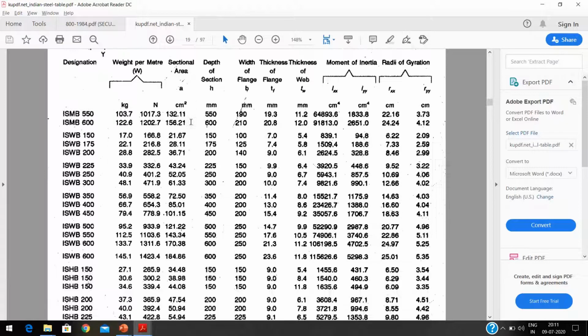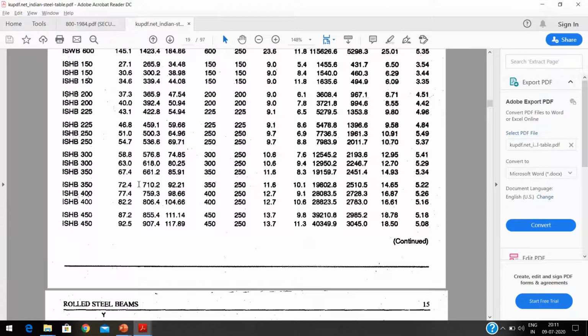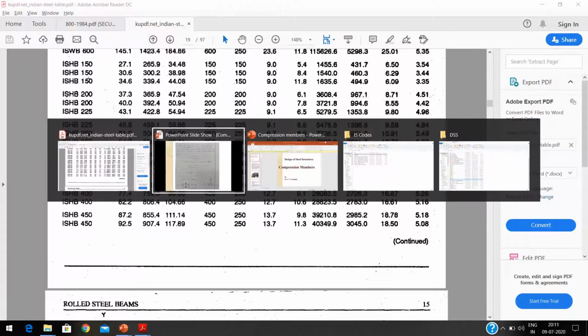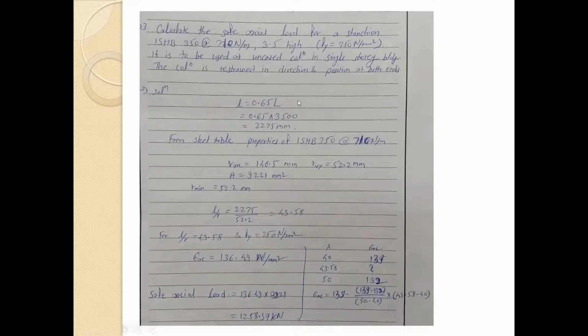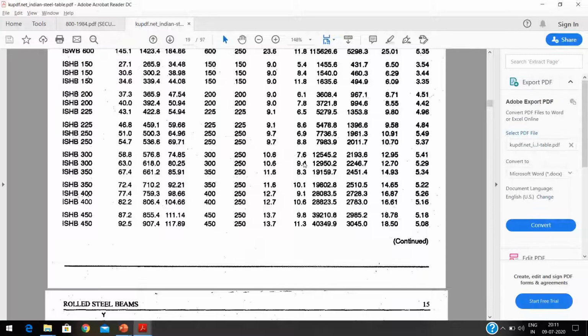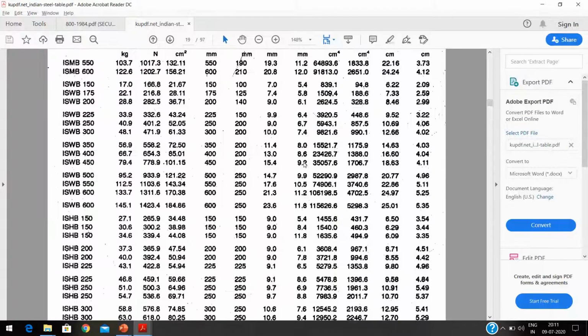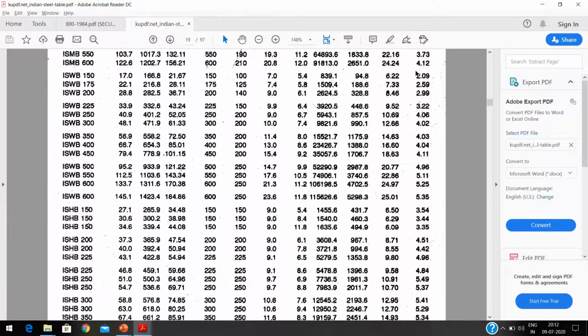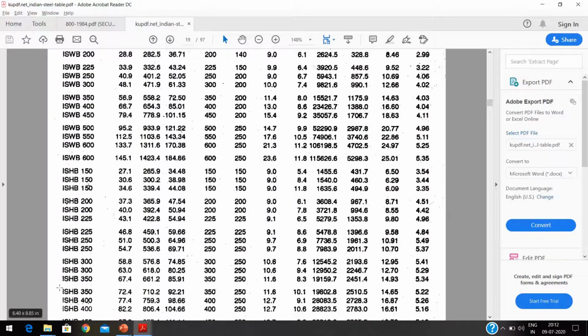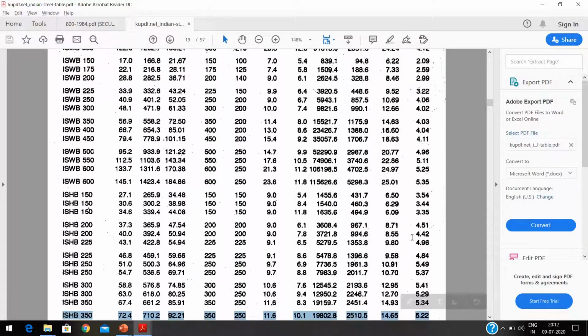So the sectional area of this particular member, ISHB 350 at 710 Newton, is 92.21. We have to find Rxx and Ryy. That is somewhere over here. For this particular member, Rxx is 14.65 and Ryy is 5.22. It is in centimeters.